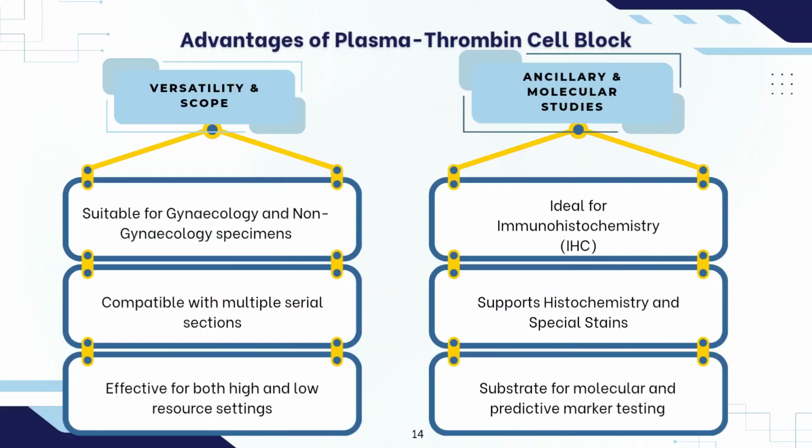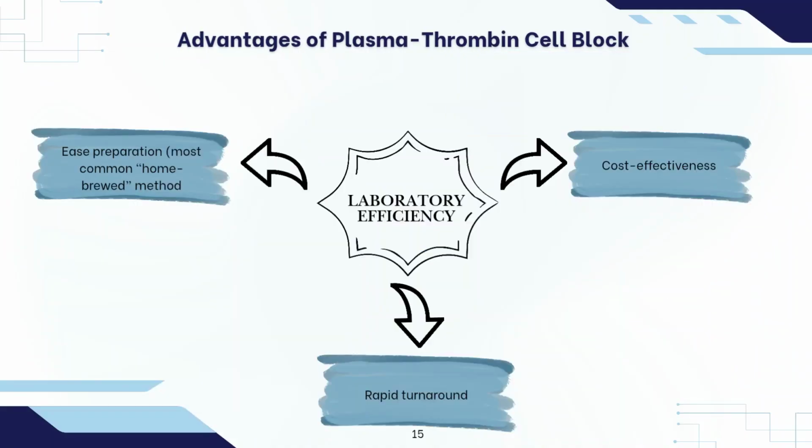Then, for the right side, the plasma thrombin cell block is an ideal substrate for advanced ancillary testing. And last but not least, for laboratory efficiency, it is widely recognized as the most common home brew method for cell block preparation due to its high efficiency and ease of use in the laboratory. It is highly regarded for its simplicity, as the preparation process is straightforward and does not require a complex automated system. This method is also exceptionally cost-effective, largely because it can utilize inexpensive or even expired blood bank plasma.